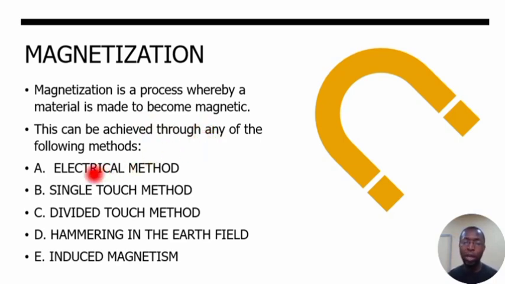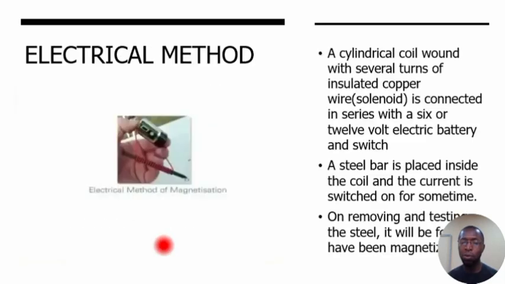The first way is the electrical method. The second way is called the single touch method. The third way is called the divided touch method. The fourth way is called hammering in the earth's field. And the fifth one is known as the induced magnetism method. Among these 5 methods, we would like to consider the first 3 in detail. Now let's look at the electrical method.